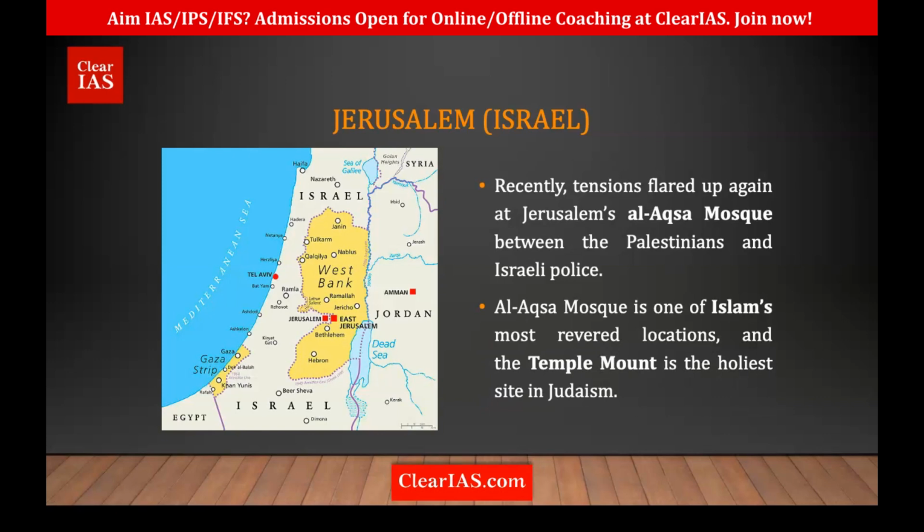So remember the name Al-Aqsa Mosque. There may be a comparison question regarding mosques and their corresponding places. So Al-Aqsa Mosque is where? In Jerusalem, Israel. That was one of the news items that happened. Remember, tensions happened around Jerusalem's Al-Aqsa Mosque, which is one of the most important sites for Islam. Jerusalem is important to Islam, Christianity, and Judaism. There's also Temple Mount, which is the holiest place for Judaism. Clear?